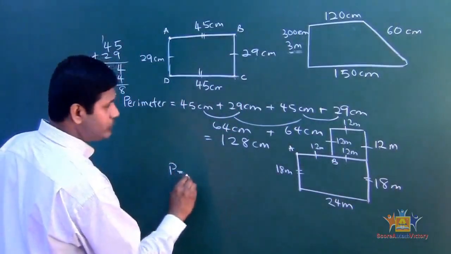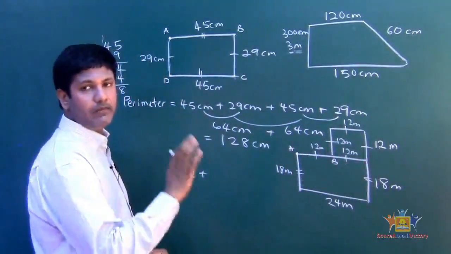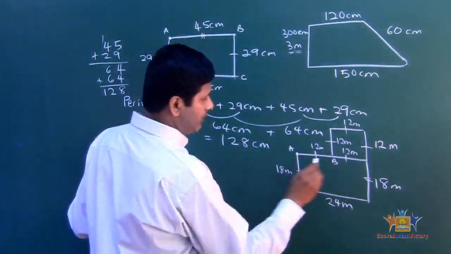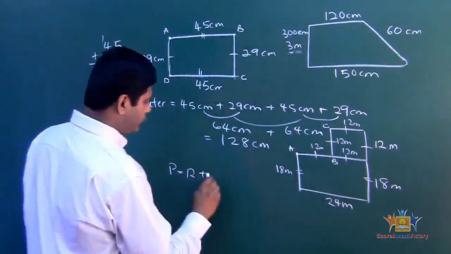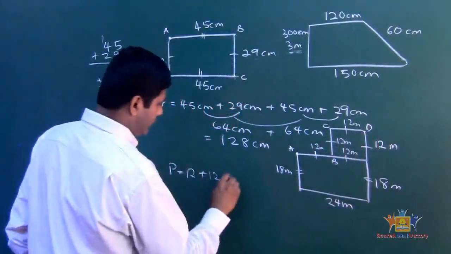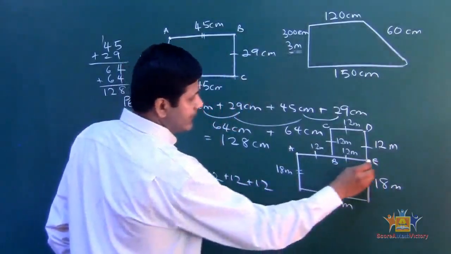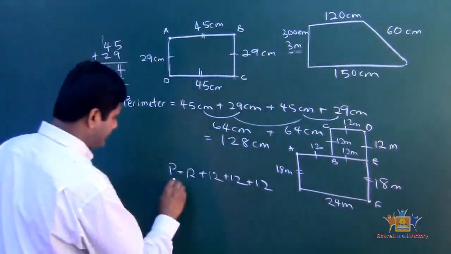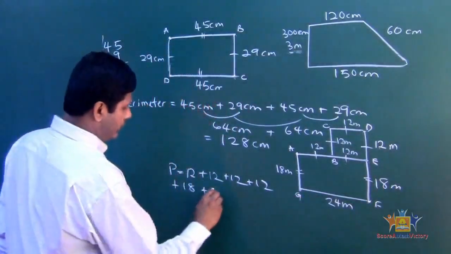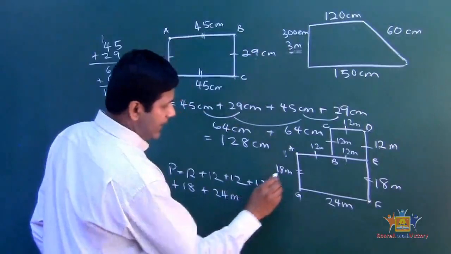So perimeter P equals 12 plus, since all the units are the same, let's just drop the meter right now. We're just going to put the numbers, and when we add them later, we're going to put the meter. A to B is 12, and then B to C is also 12, and then C to D, also 12, and then D to E, also 12, and then E to F is 18, and then F to G, 24 meters, and then back to A, it's 18 meters.